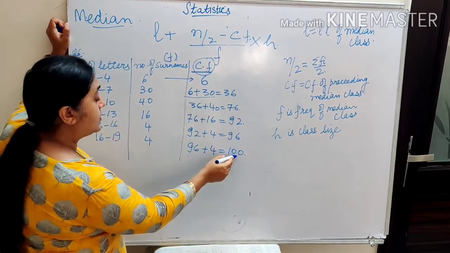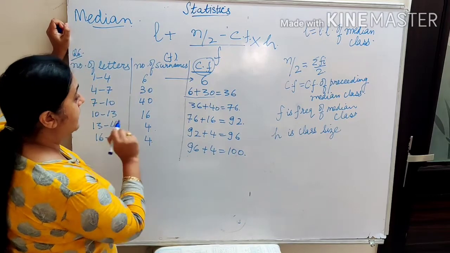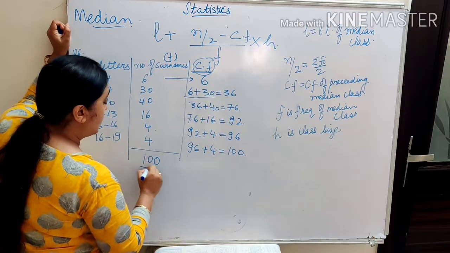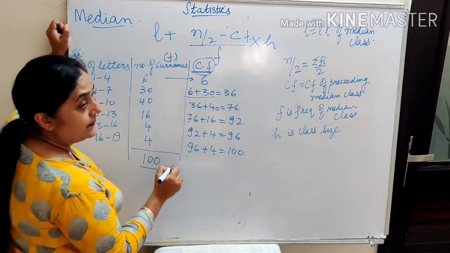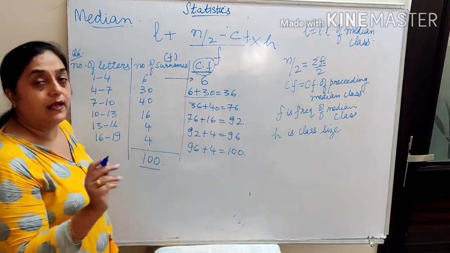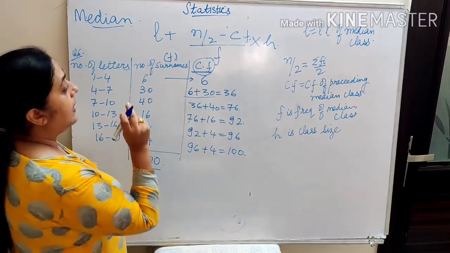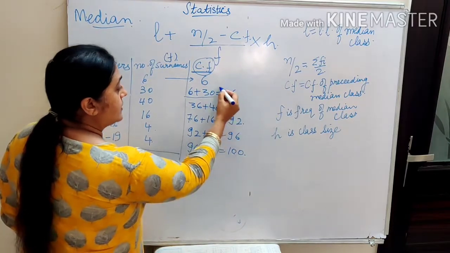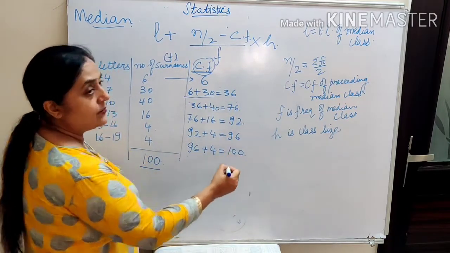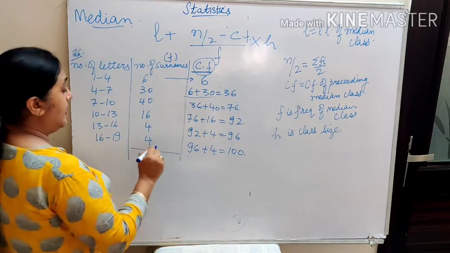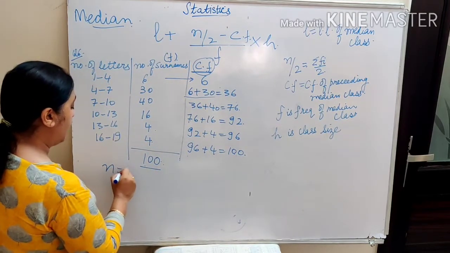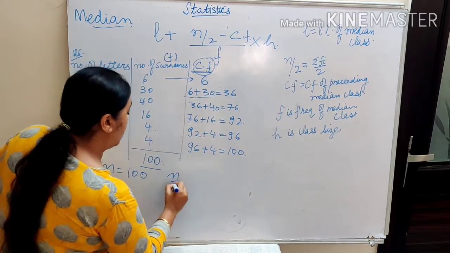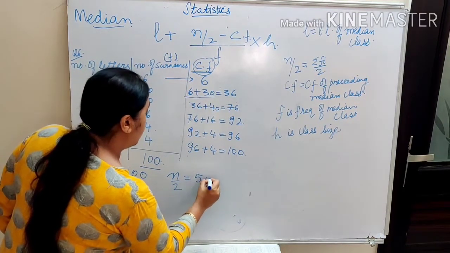Now you have found out that this is 100. When you take the total of the frequencies, you will see that this is 100. So these two are matching, which means I have done my calculation right. Okay? Now quickly, Cf is 6, 36, 76, 92, 96 and 100. What is N? N is 100. Now what is N by 2? N by 2 is 50.